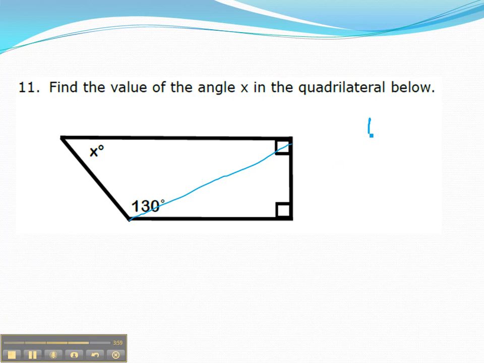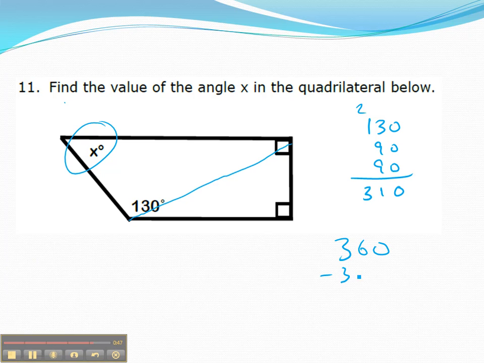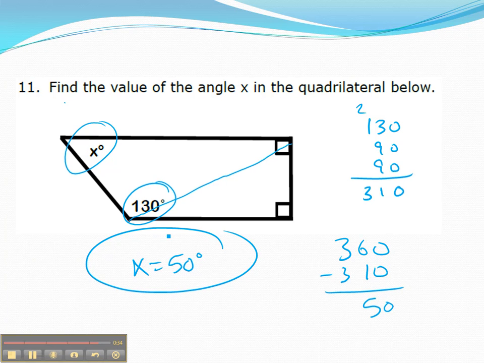So we add up the angles we know, 130 plus 90 plus 90. We get 310. So this x must be 360 minus 310, or 50 degrees. 50 plus this 130 would be 180, and this other 180 would be 360. That adds up to 360. So that checks that answer. And it looks like a reasonable measurement for that angle.